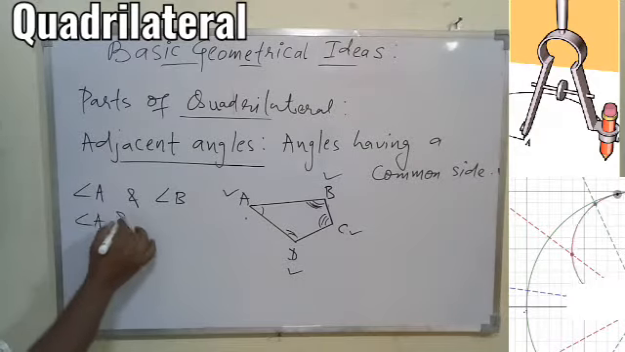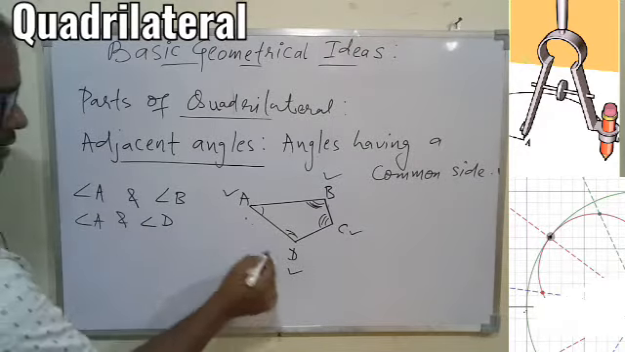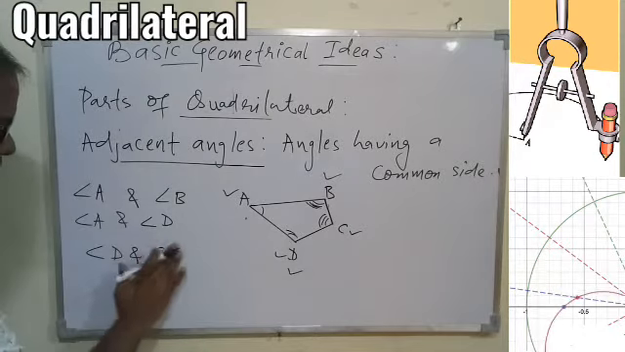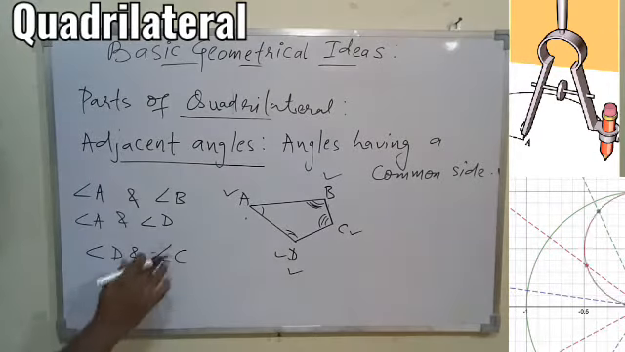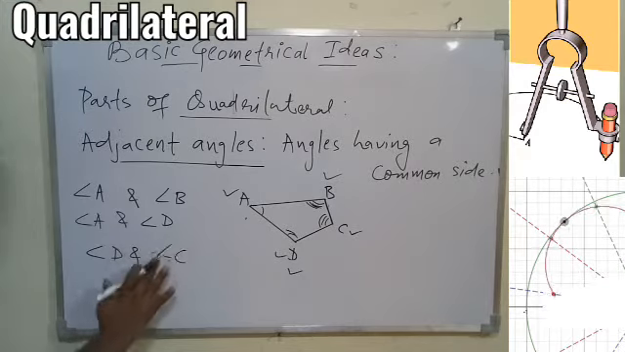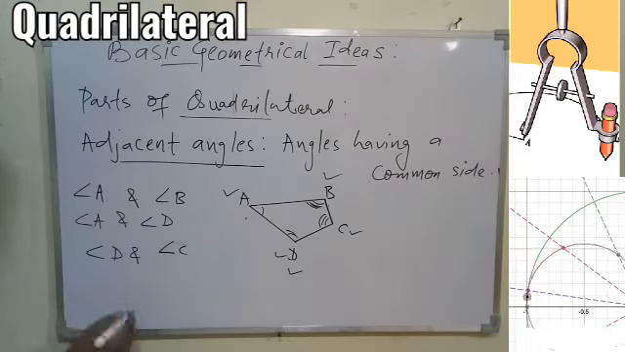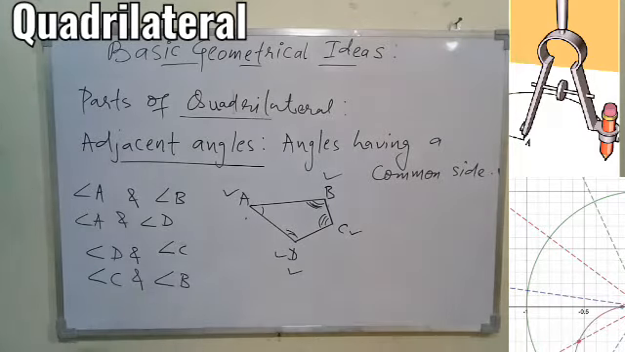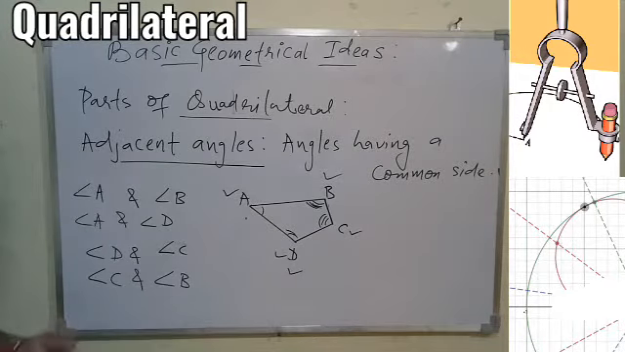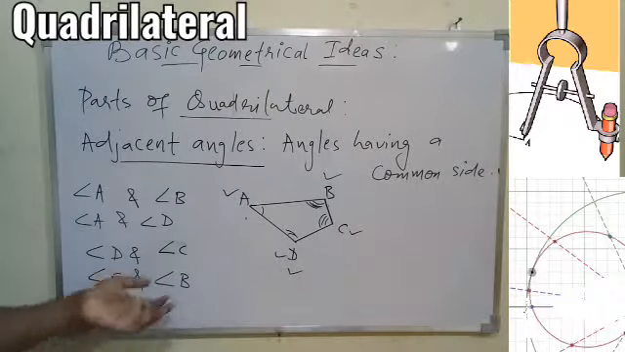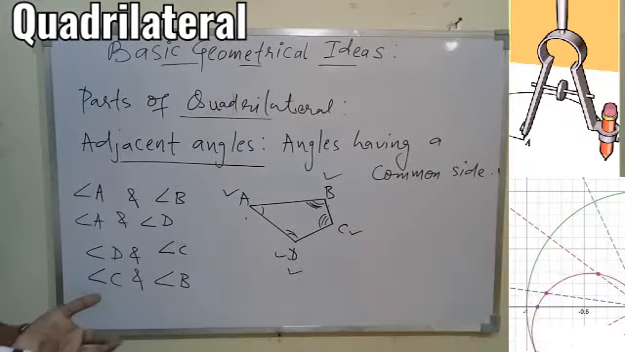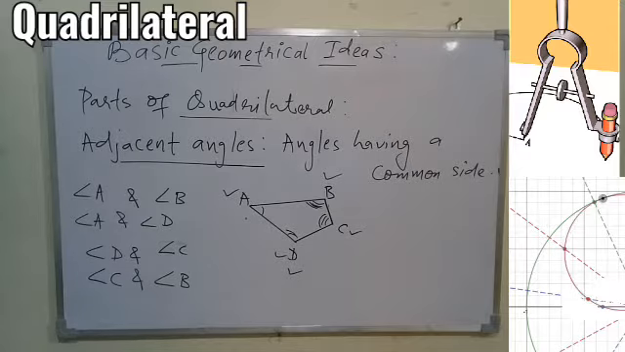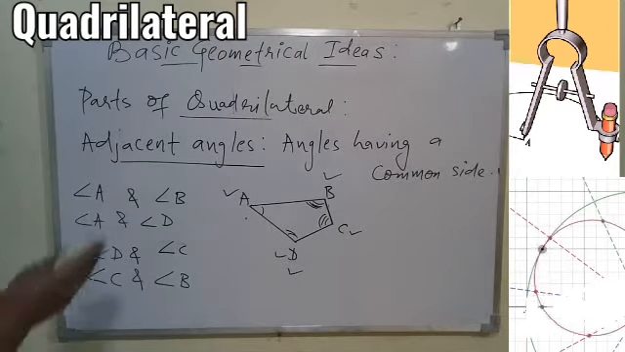Then angle A and angle D are also adjacent. Then angle D and C are also next to each other. And the last one, angle C and B. So they are the adjacent angles. I hope you understood. The angles which are next to each other, or we can say the angles with a common side, are adjacent angles. So you can define it in your own language.